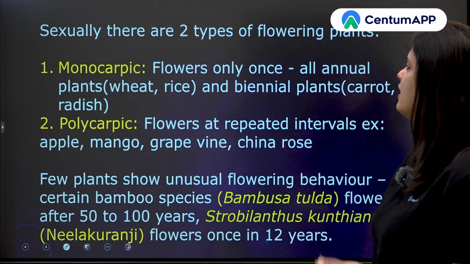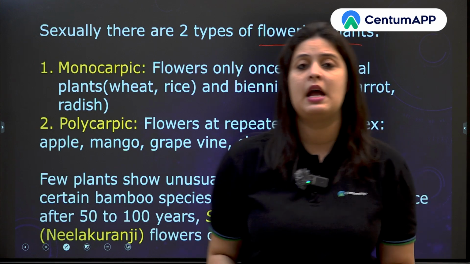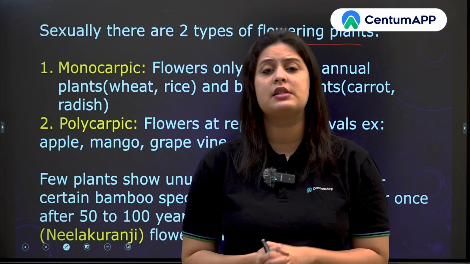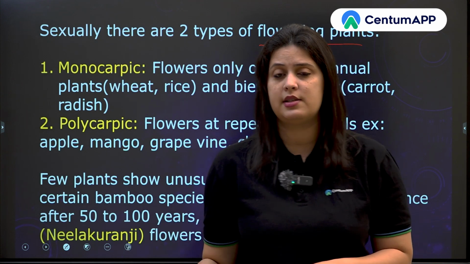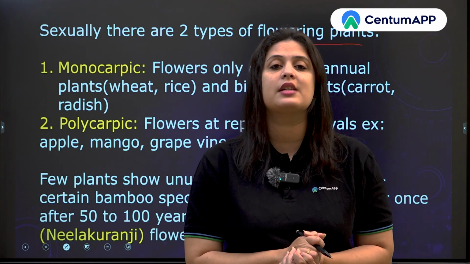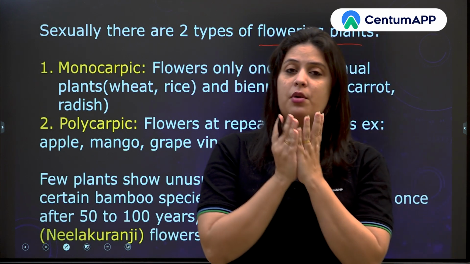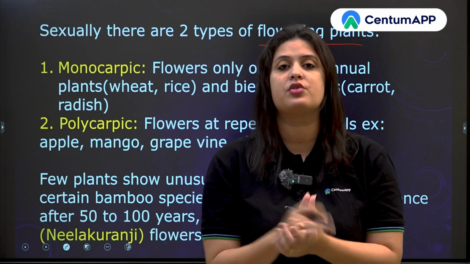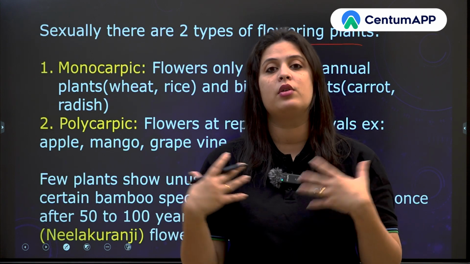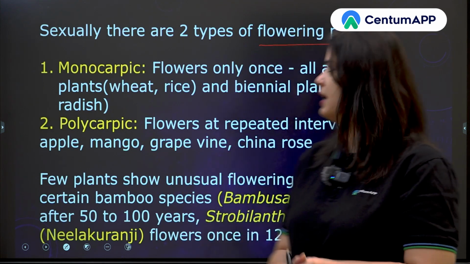So sexually, there are two types of flowering plants. We tend to come to this idea that sexual reproduction takes place only in humans and animals, and asexual reproduction takes place in plants and in microorganisms. Yes, asexual reproduction takes place in plants, but when we talk about flowering plants, sexual reproduction happens in flowering plants because the flowers can be male, female, or bisexual. So let's see this in detail.